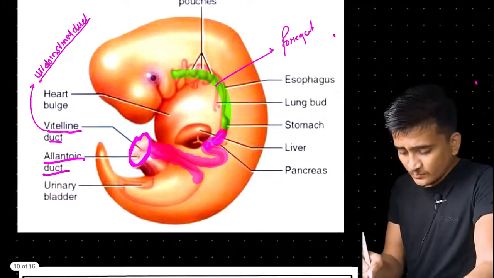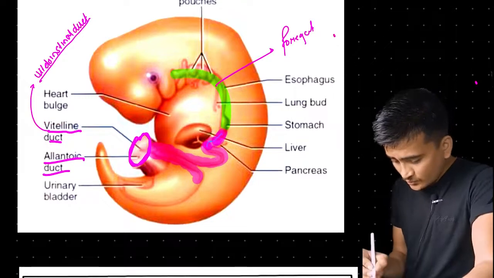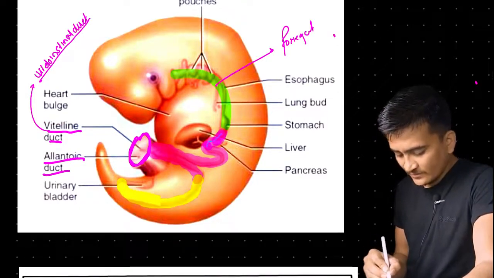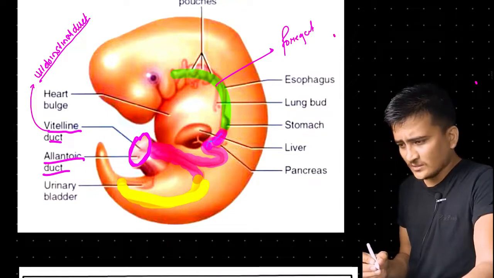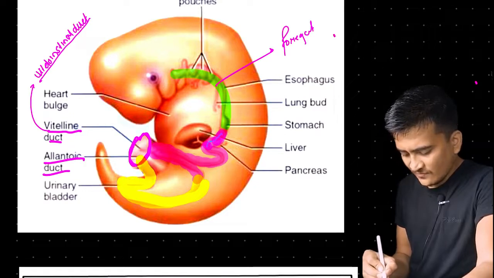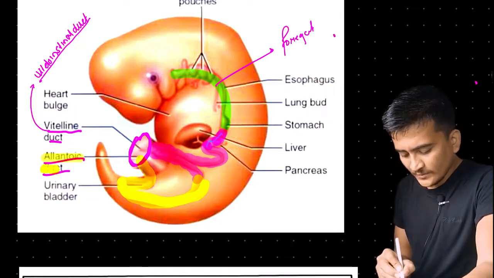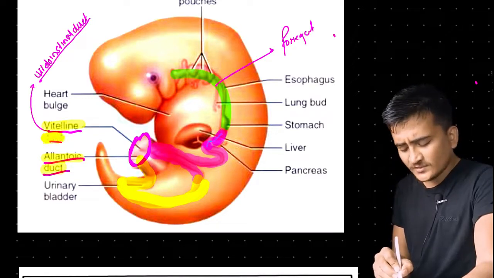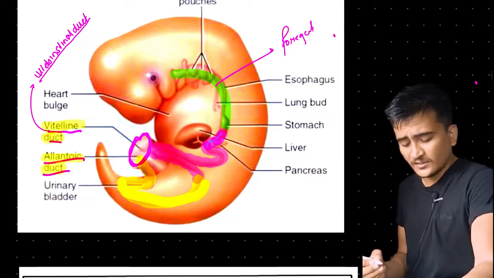Similarly, let us move to our hindgut. Here we're looking at our hindgut, and you will see one diverticulum, and this diverticulum is called the allantoic duct. So we talked about two ducts: one is the vitellointestinal duct or vitelline duct, and another is the allantoic duct.